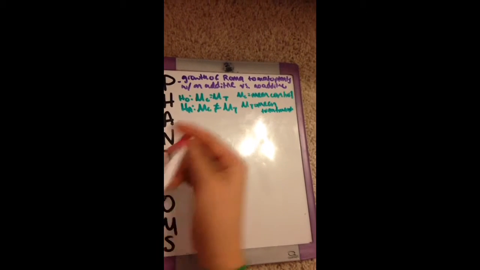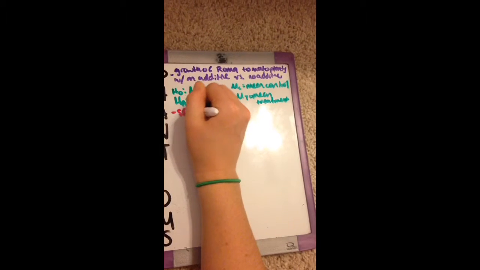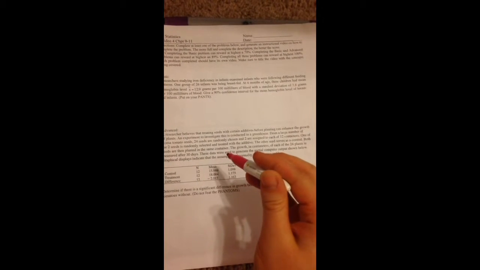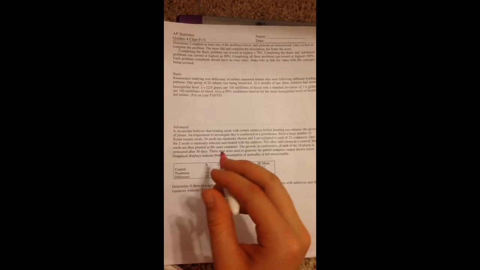The A stands for our assumptions. We assume it's a simple random sample. And even in the problem, it says a seed was randomly chosen. We also assume that it is normal, but n is less than 30. n is only 12, so we do proceed with caution. At the end of the problem, it does say graphical displays indicate that the assumption of normality is not unreasonable.